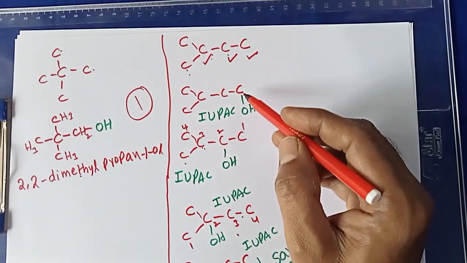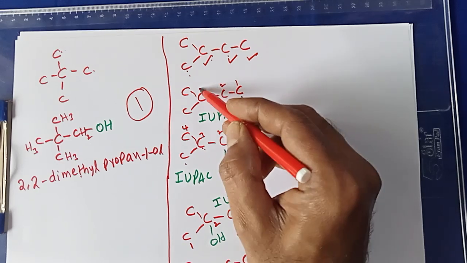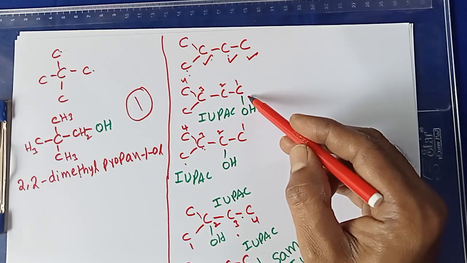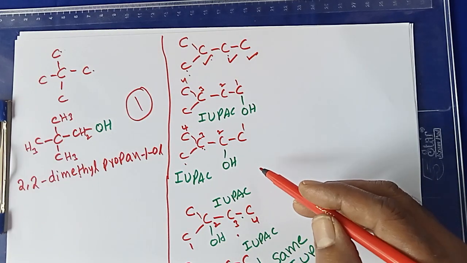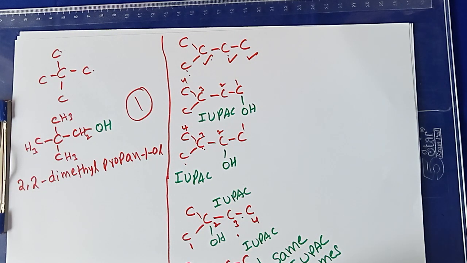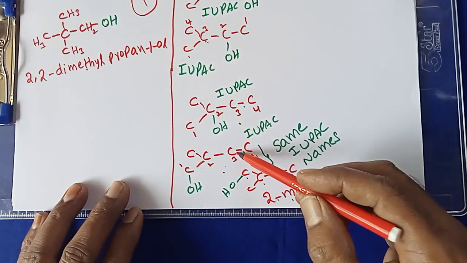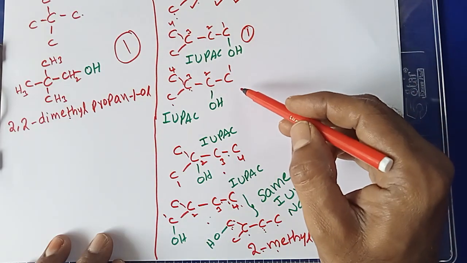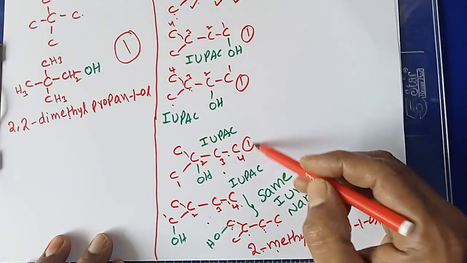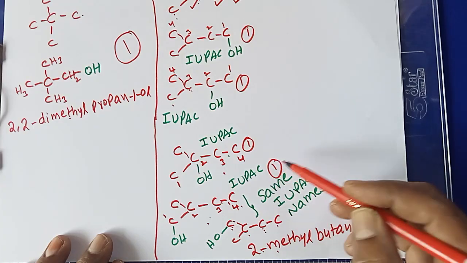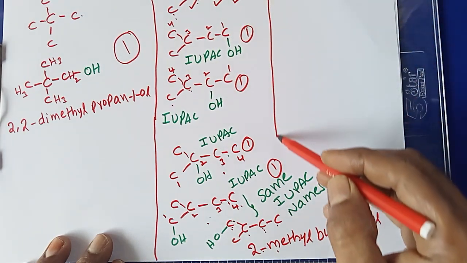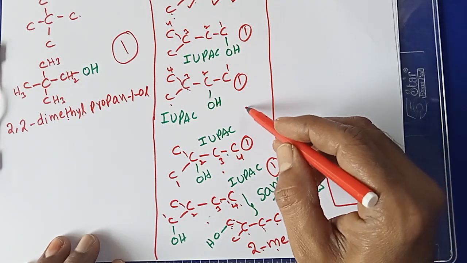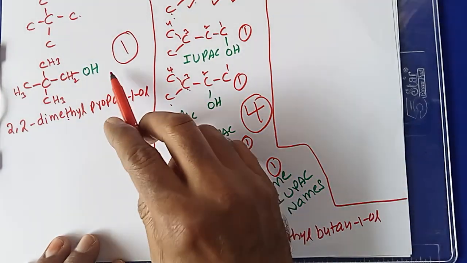Then if you write down the IUPAC name of this numbering 1, 2, 3, 4, what is this name? 3-methyl butane 1-ol. So total how many? These two same means this is considered as one only. This is 1, this is 1, 2, this is 1, 3. These two are same, one only. So total by this chain 4 isomers you got here.